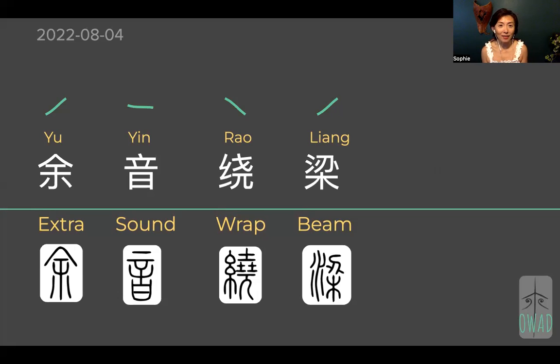语音绕梁 was what we talked about yesterday, August 4th, 2022. Okay, and so it talks about the music. It's so good, you still hear it in your mind for 3 days after, as if the remaining sound, here we use extra, means remaining sound, or the remaining music, is going to wrap around the beam. So it's invisible, but it's in your mind, in your space. It's still wrapping.